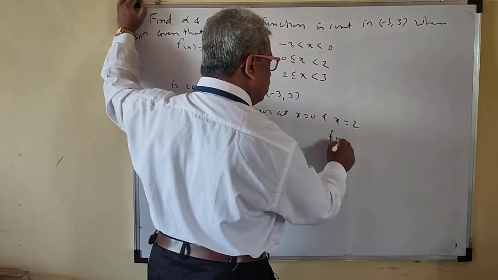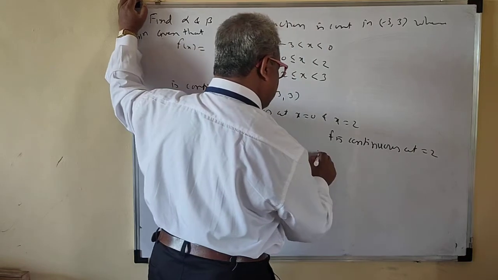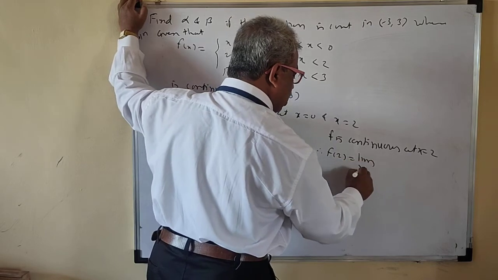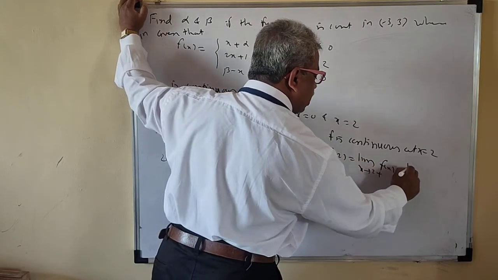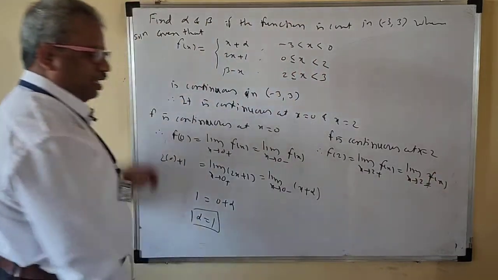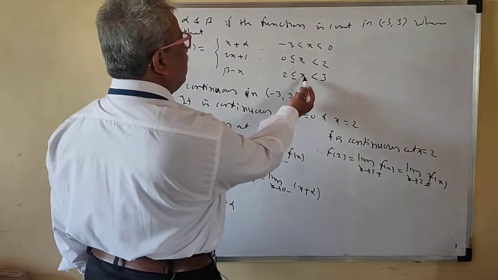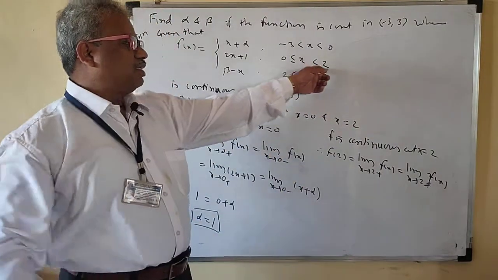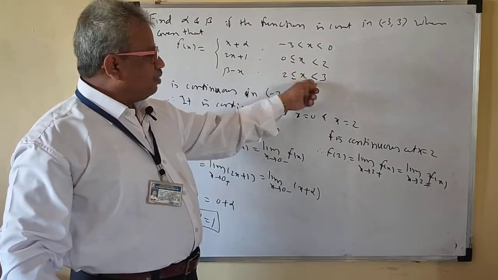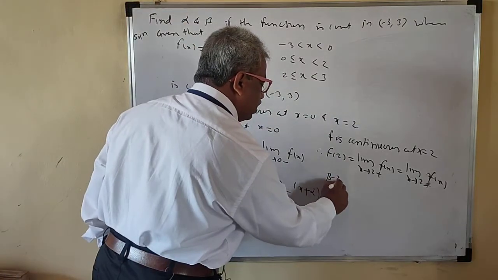Now f is continuous at x equal to 2. Therefore f of 2 is equal to the limit as x tends to 2 plus of f of x, which is equal to the limit as x tends to 2 minus of f of x. Right hand limit, left hand limit, and f of 2 are all equal. For f of 2, x is strictly less than 2 in one piece, so x cannot take the value 2 there. x can take the value 2 here only. So with the help of this, your function is beta minus x, so f of 2 is beta minus 2.